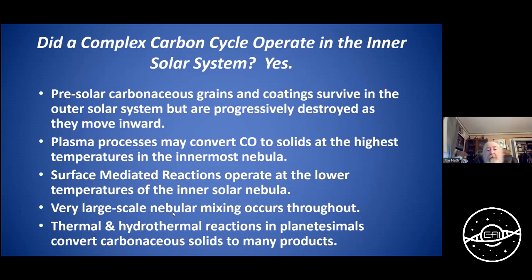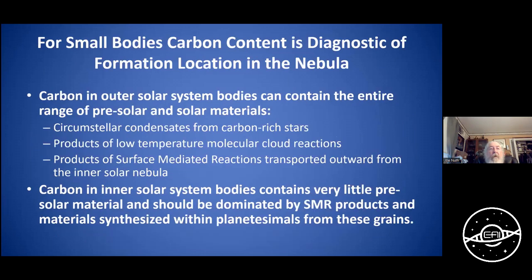Very large nebular circulations basically bring these materials from the inner nebula out to the outer solar system, and thermal and hydrothermal reactions in planetesimals that these solids go into can convert carbonaceous solids into many other potential products. So for small bodies, what we're looking at is the type of carbon diagnostic of where they formed in the solar nebula. Carbon in the outer solar system should contain the full range of pre-solar and solar materials.